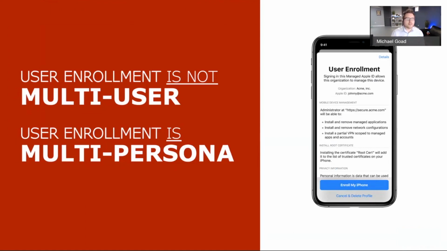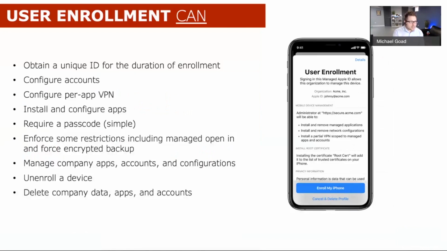But what user enrollment is, user enrollment can configure accounts, it can configure per-app VPN, install apps and configure them, require a passcode, a simple passcode. So we can't enforce things like an alphanumeric passcode or a 16-digit passcode or something like that. And enforcing restrictions, certain restrictions, there are limitations of what we can do. And then we're still able to manage company apps, company accounts, and configurations on the device. We can enroll a device, and we can delete company data that's on that device. That's everything we can do with user enrollment.